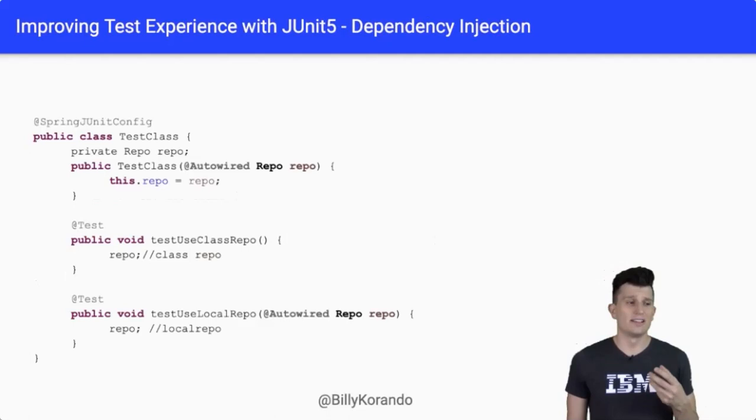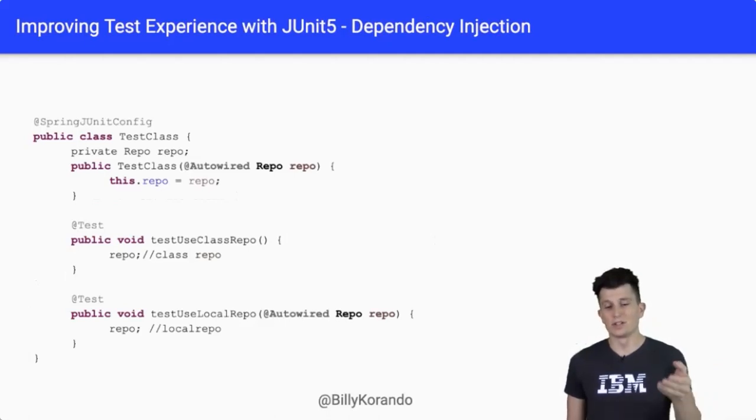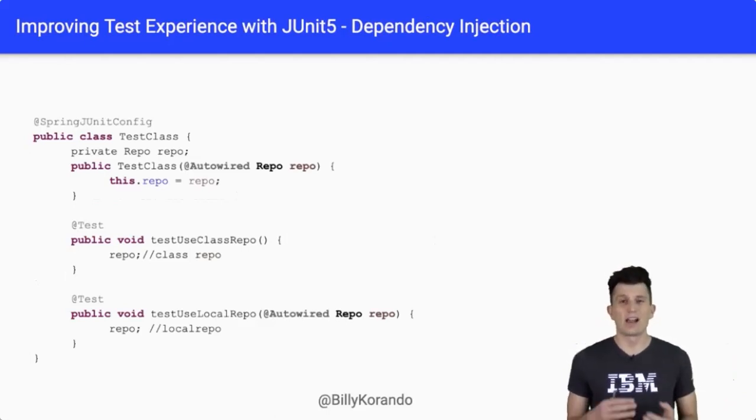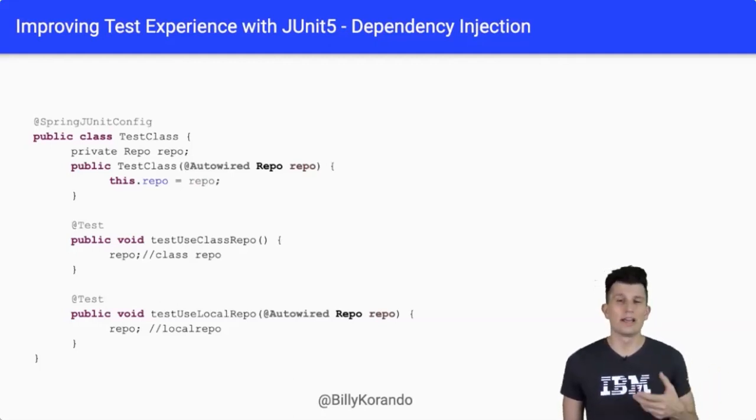Dependency injection has seen some pretty significant improvements in JUnit 5. So here we have the repo field, and whereas in JUnit 4 only field injection was supported, in JUnit 5 constructor and even method injection can be supported. So in the first test case, use class repo, the class repo for the class is being used, and then for use local repo, the repo that's being passed into that method is being used in that case. So that can add a lot more flexibility to how you use dependency injection and a lot more clarity as to what a test case is trying to accomplish if you want to inject a dependency directly just within that test case.